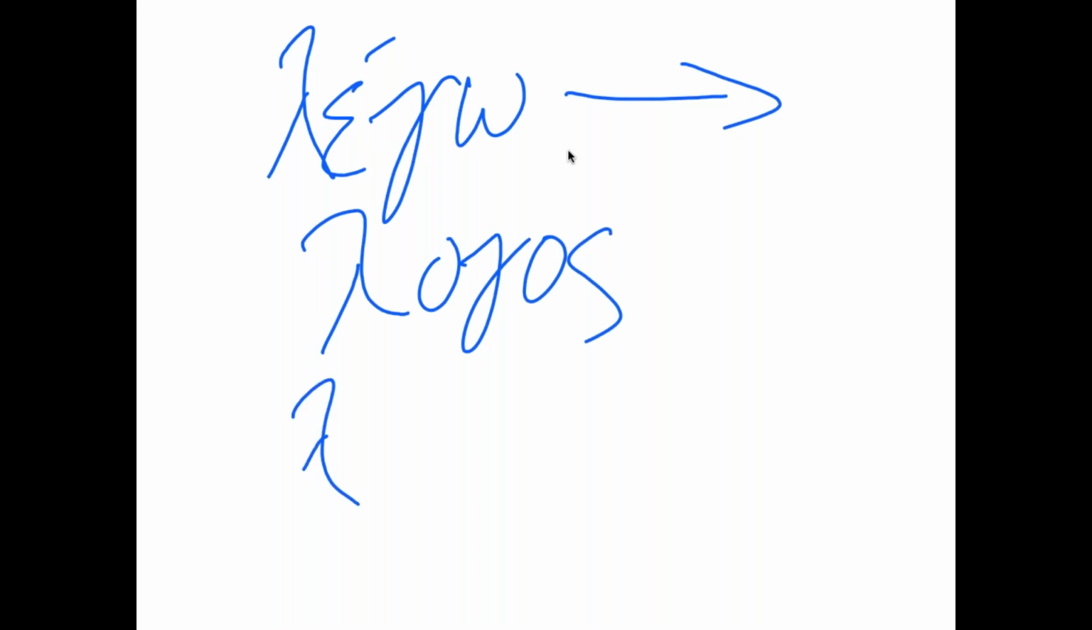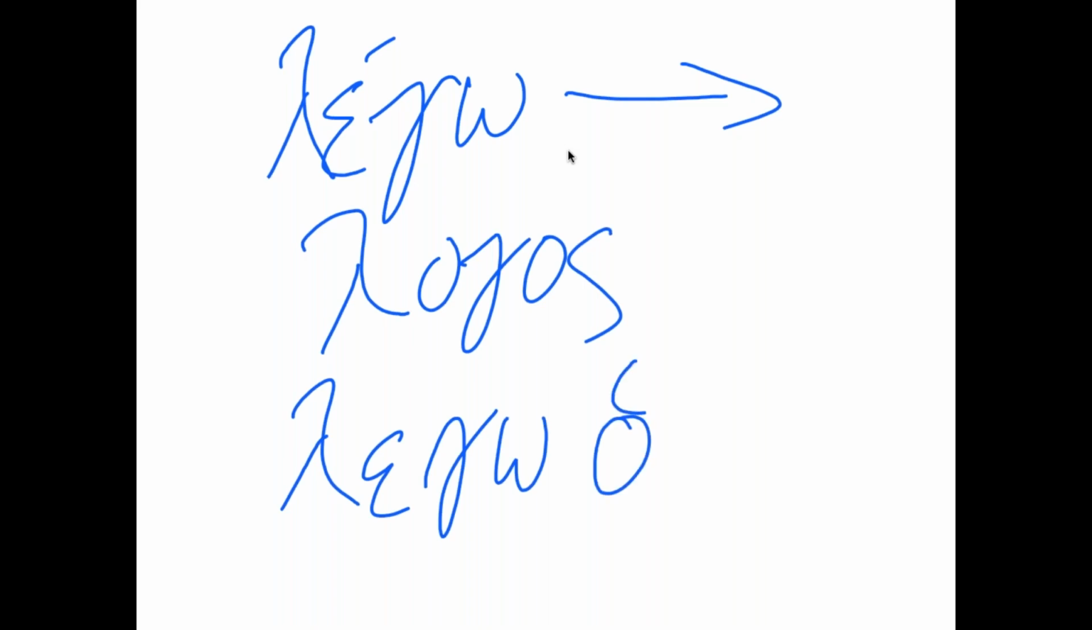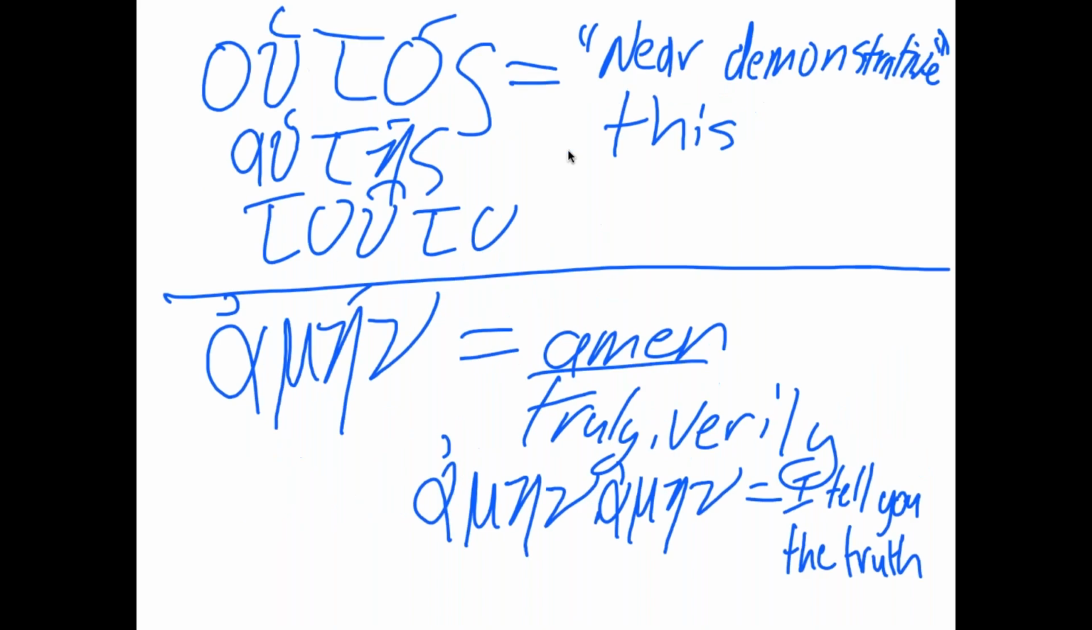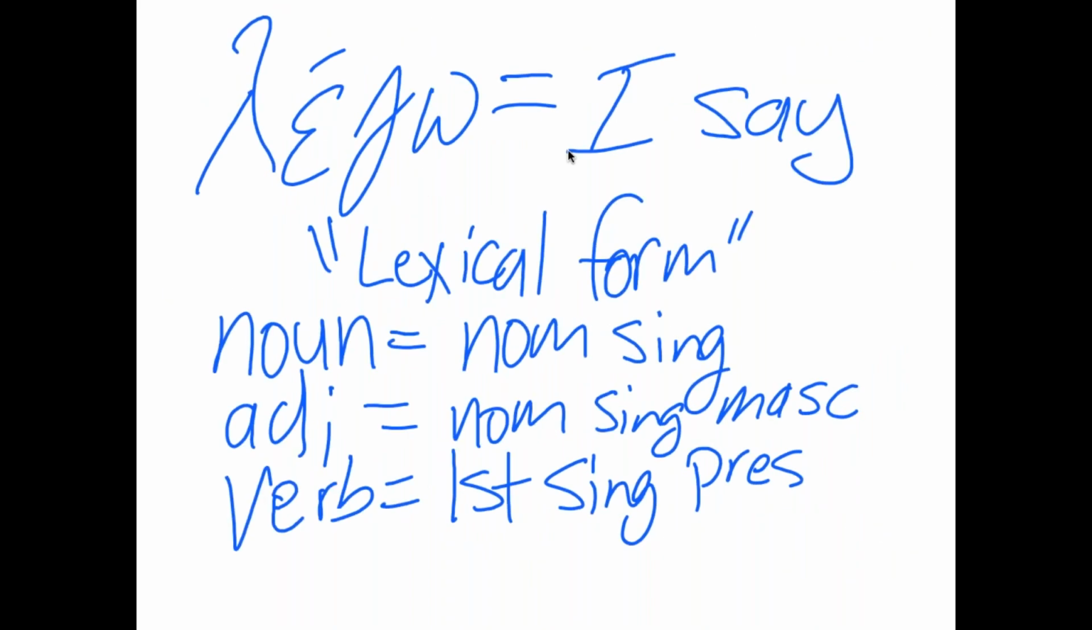So if you said Lego ho Logos, that's I say the word. Anyone have any questions about lexical forms? Is that fairly straightforward? Does everybody understand?